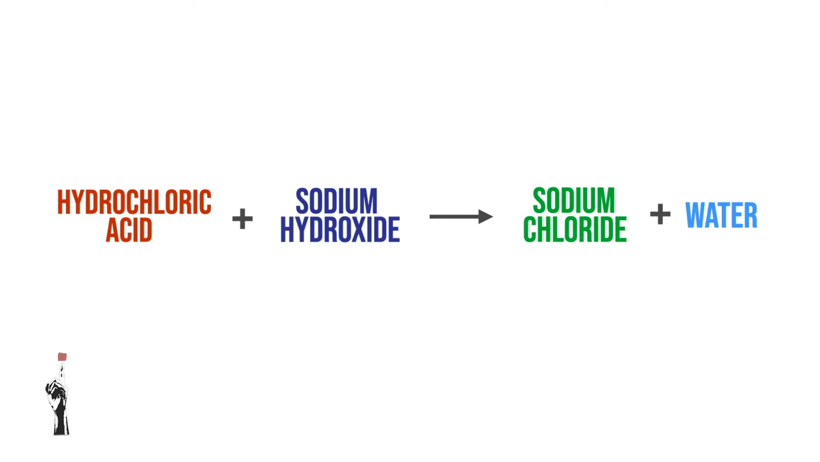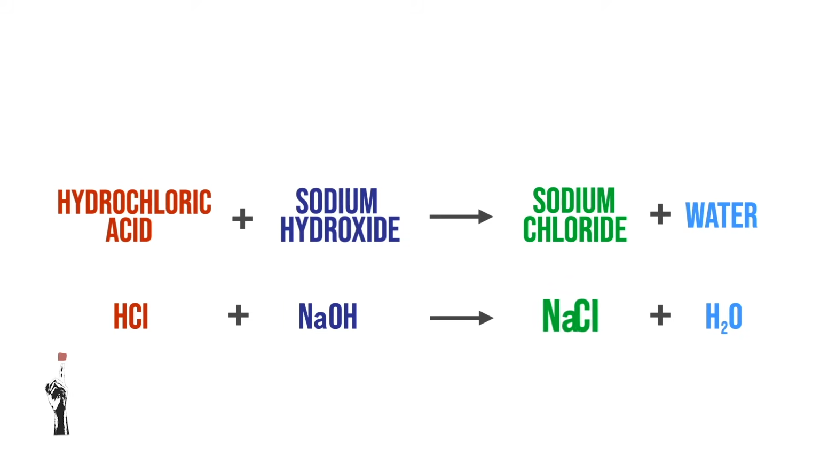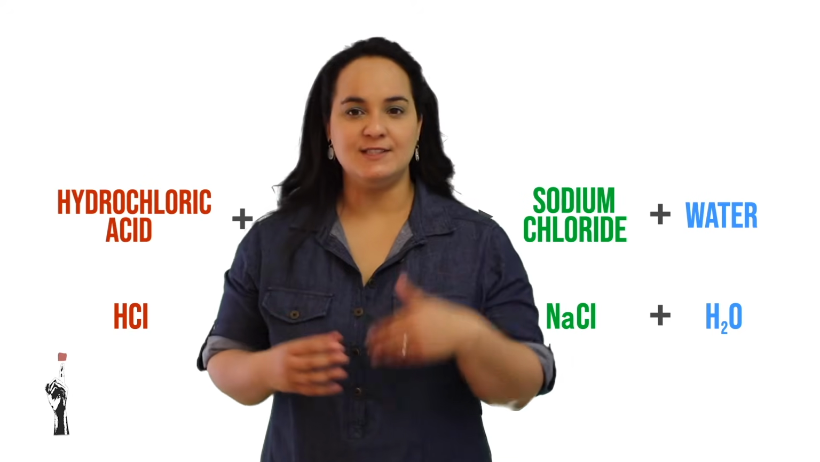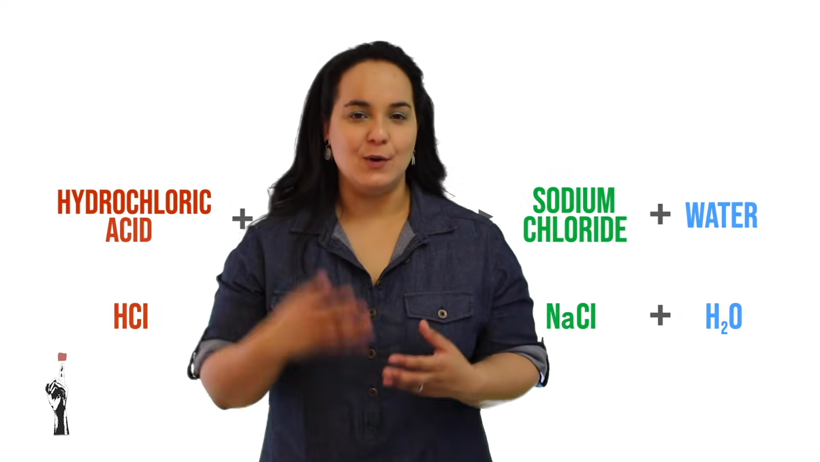The chemical formula for hydrochloric acid is HCl. The formula for sodium hydroxide is Na and then two capital letters O and H. The salt that forms is sodium chloride, Na for sodium and Cl for chloride. And we all remember water's formula from grade 8 as H2O. This equation is balanced.